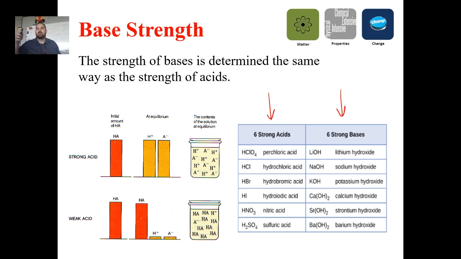Let me show them to you real quick. So the bases over here: we have lithium hydroxide, sodium hydroxide, potassium hydroxide, calcium hydroxide, strontium hydroxide, and barium hydroxide. These are the 6 strong bases. They're right here in a line: 1, 2, 3, and then a short break.